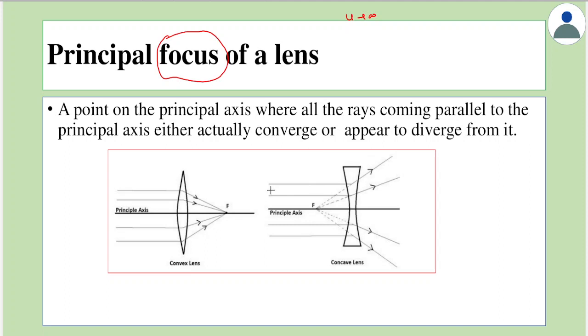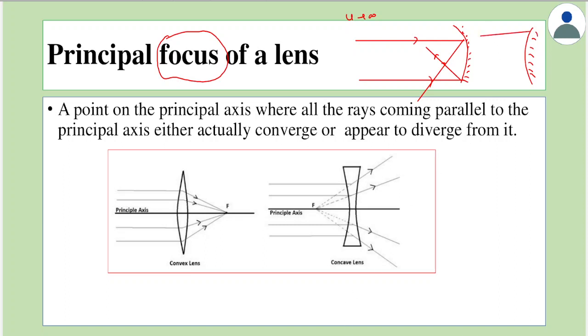So to define focus, in the case of spherical mirrors, we say it is the point where the light rays converge after reflection. In the case of a concave mirror, the light rays would converge after reflection. The point where they converge after reflection is called the focus. In the case of a convex mirror, they appear to be diverging.